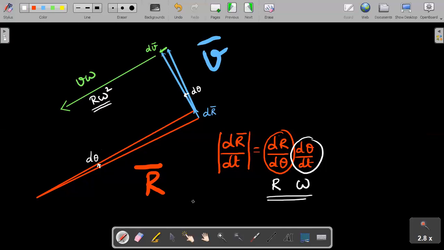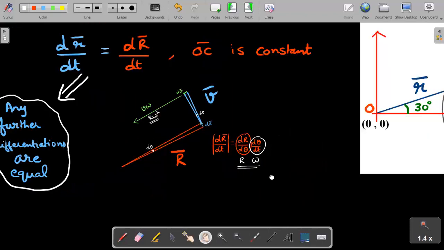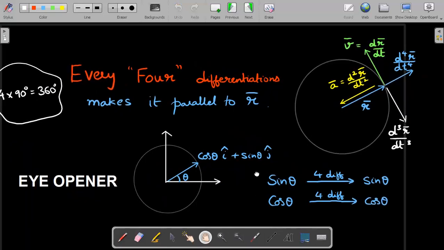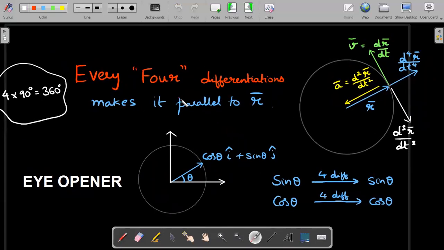So every time you differentiate, two things that you take out are that an extra omega comes in the multiplication, and also the entire vector rotates by 90 degrees. So coming out of this world, you realize, right? And that means every time you differentiate, you would end up getting a 90-degree rotation of that vector. So that is what we'll borrow into the next page. So you'd see every 4 differentiations, therefore, right? If every differentiation rotates it by 90, every 4 differentiations should be rotating it by 360, which means getting it back to the original direction. So every 4 differentiations make it parallel to r bar.